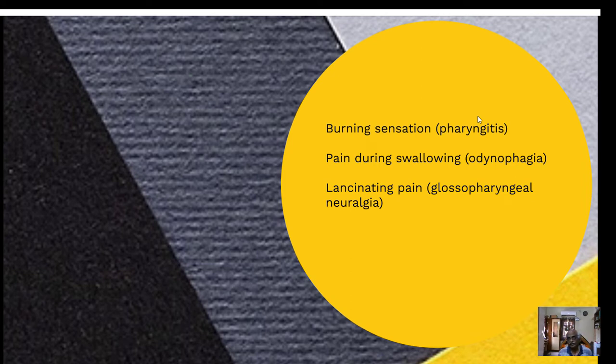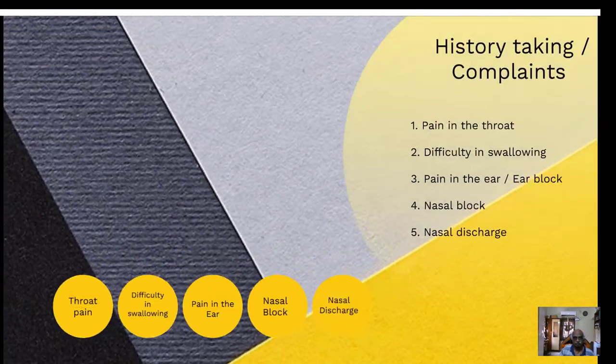Some old generation examiners are fond of this particular question. They will ask you during your clinical case presentation, what is the commonest cause of odynophagia? Then you need to say it is tuberculous laryngitis. Then if the pain is lancinating in nature, lancinating is stabbing, it indicates glossopharyngeal neuralgia. The posterior pharyngeal wall and the tonsil are supplied by the glossopharyngeal nerve.